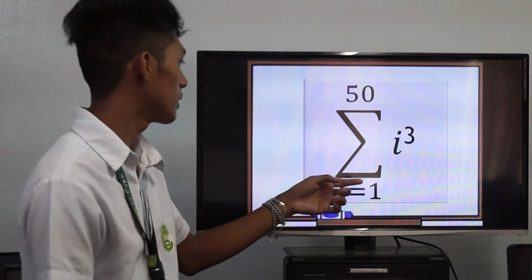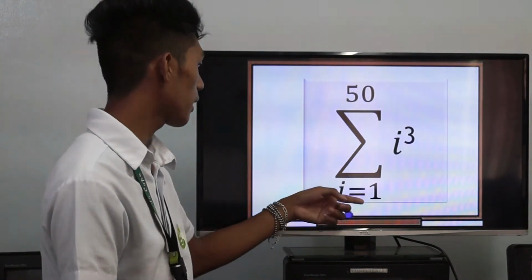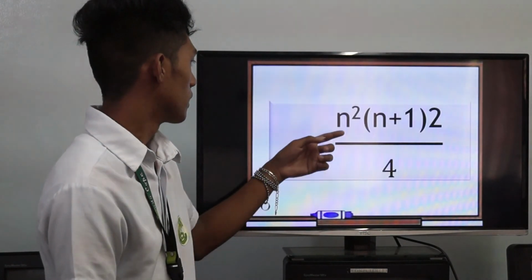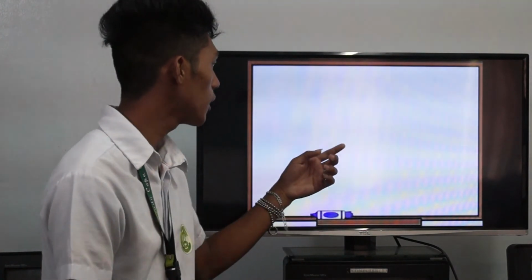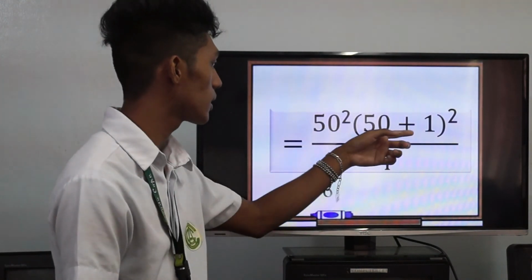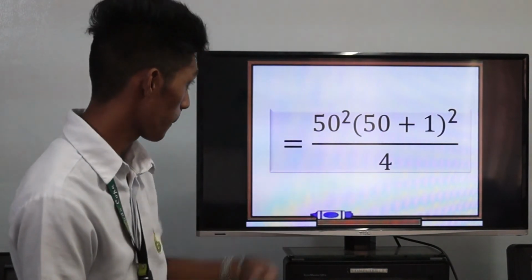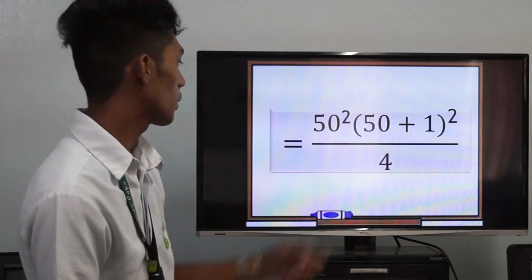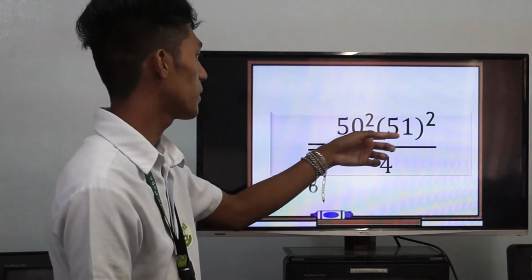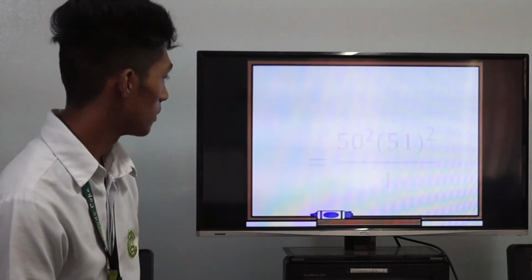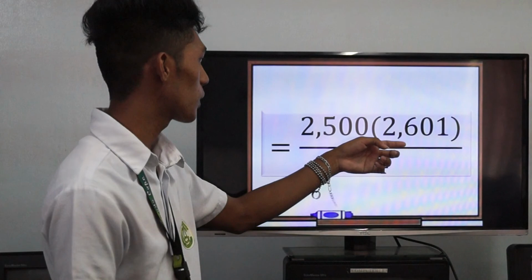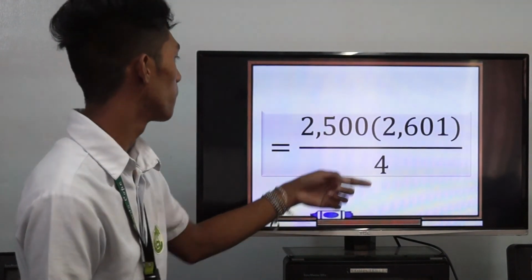Say for example, summation of i cubed where i runs from 1 to 50. Substitute the value of n, which is 50, so it will become 50 squared times the quantity 50 plus 1 squared all over 4. 50 plus 1 is equal to 51. 50 squared times the quantity 51 squared all over 4. 50 squared is equal to 2,500, and 51 squared is equal to 2,601, all over 4.